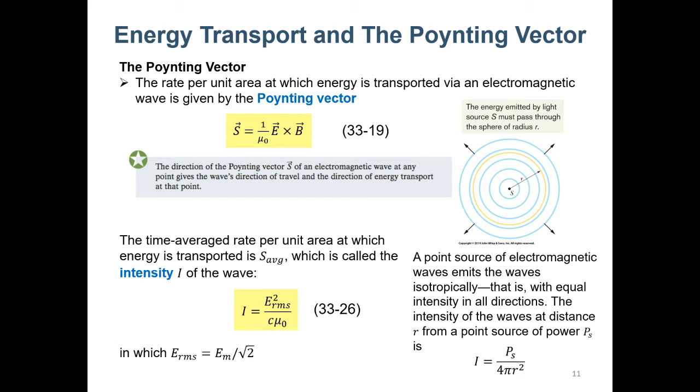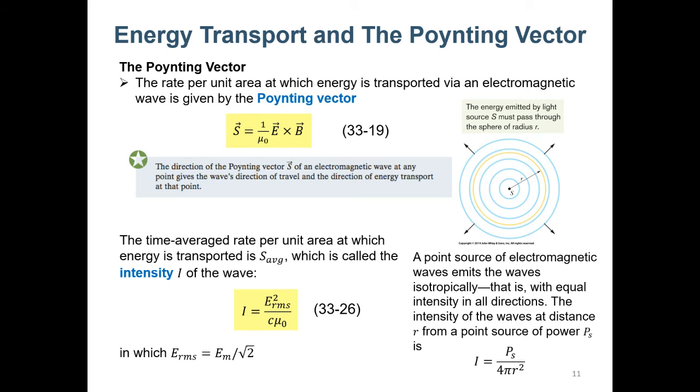It is the magnitude of the Poynting vector. So it is given by E cross B over mu naught. So the direction of the Poynting vector S of an EM wave at any point gives the wave direction of travel and the direction of the energy transport at that point.